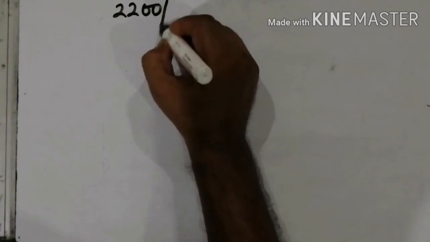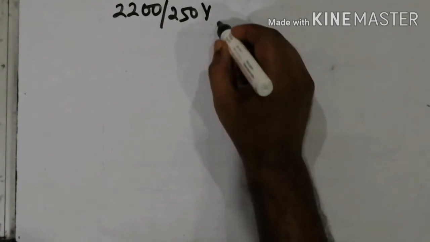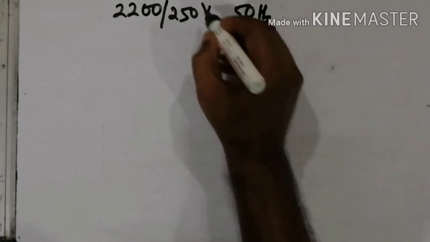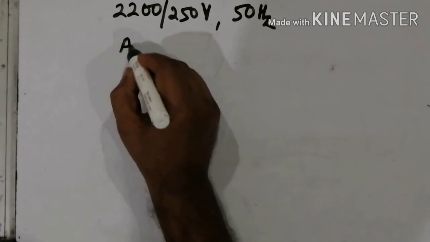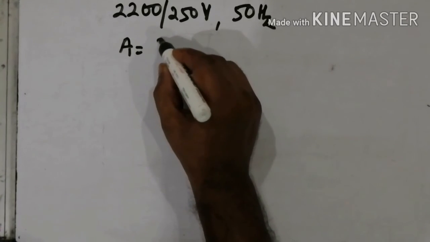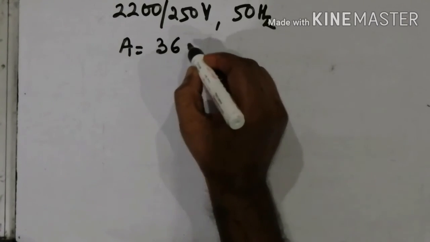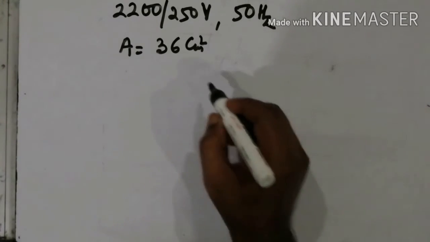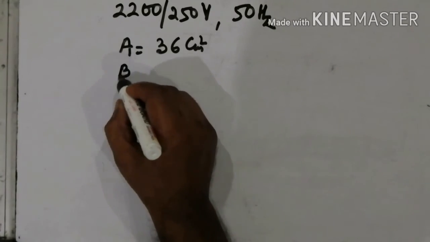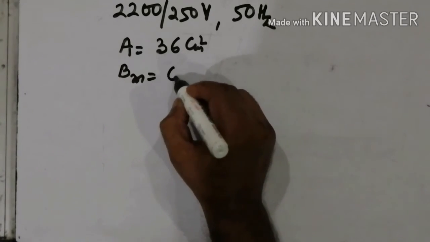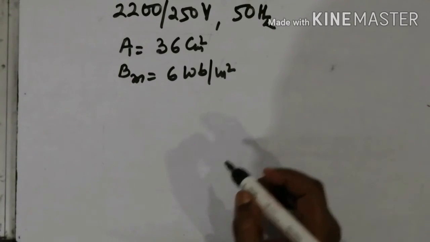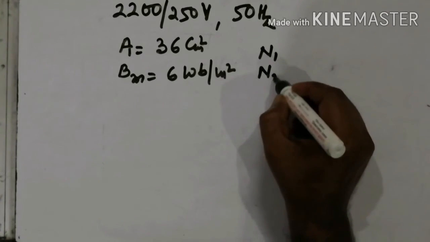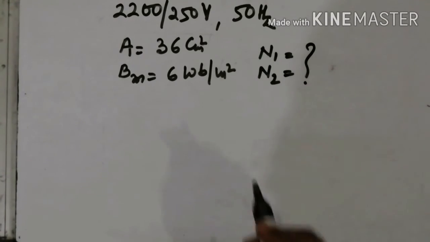It is given to you that a 2200 divided by 250 volt, 50 hertz single phase transformer. Right? Net cross sectional area of the core is 36 centimeters square. Maximum flux density, which is B maximum, is given to you as 6 Weber per meter square. Calculate the number of turns in the primary and secondary, N1 and N2.